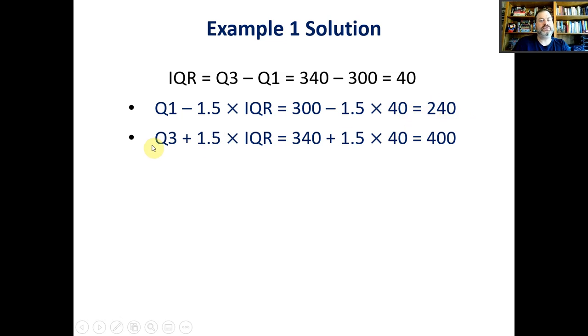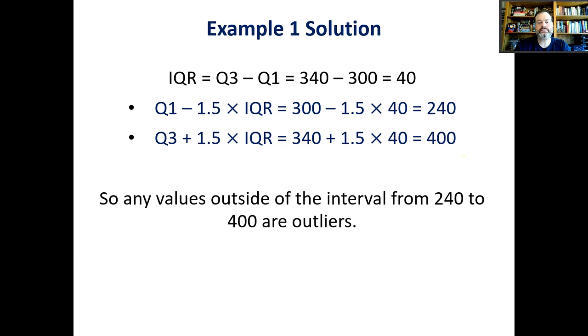On the right side, you do Q3 plus 1.5 times the IQR. So Q3 is 340 plus 1.5 times 40. Type the whole thing into your calculator. You get 400. So any number bigger than 400 is also an outlier. So the way we summarize this is that any values outside of the interval from 240 to 400 are outliers.